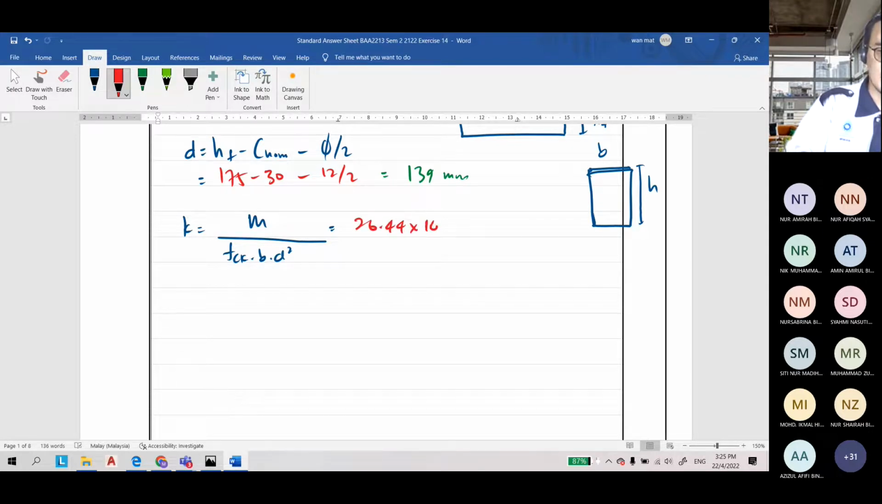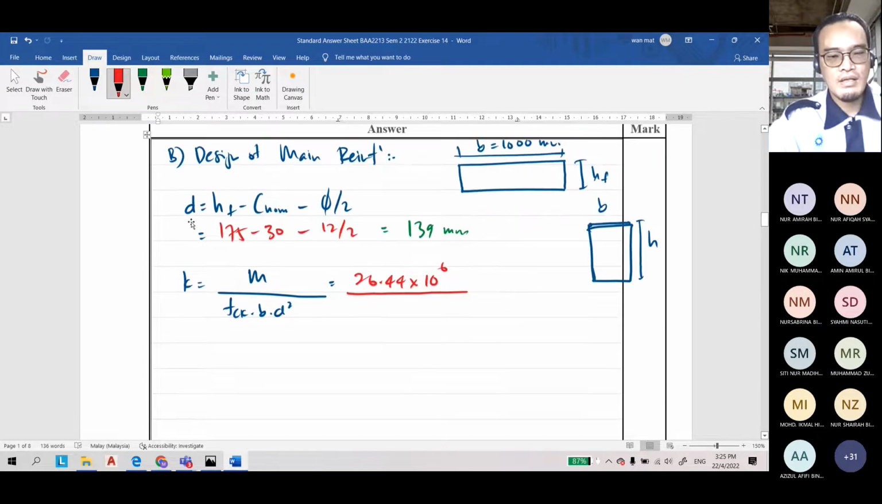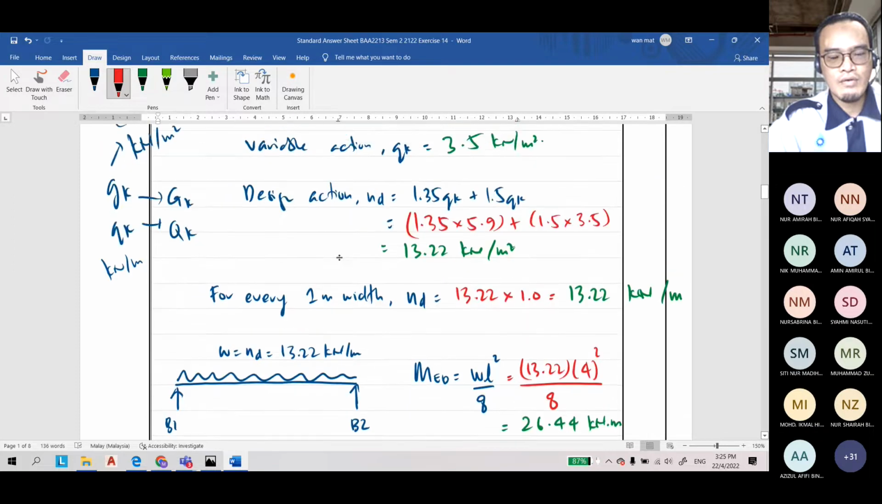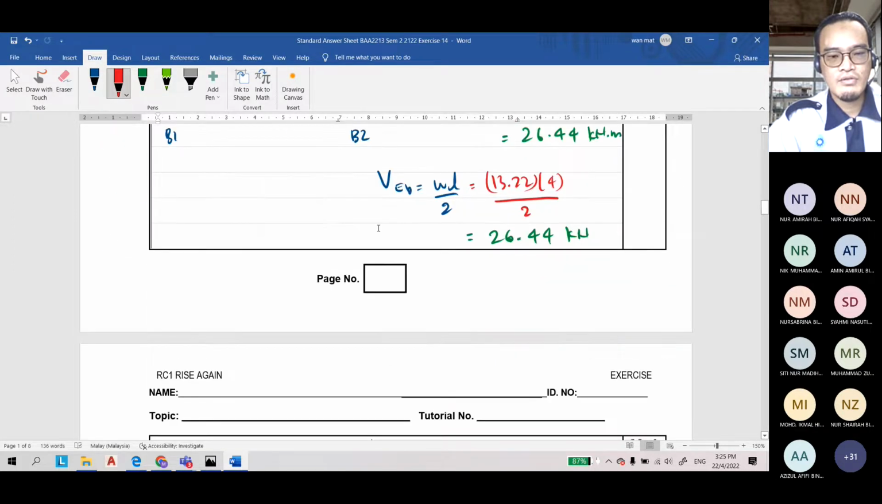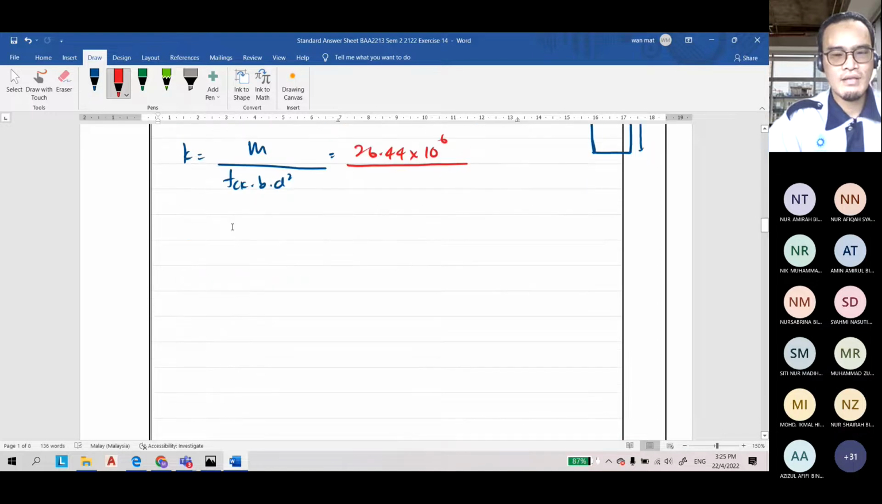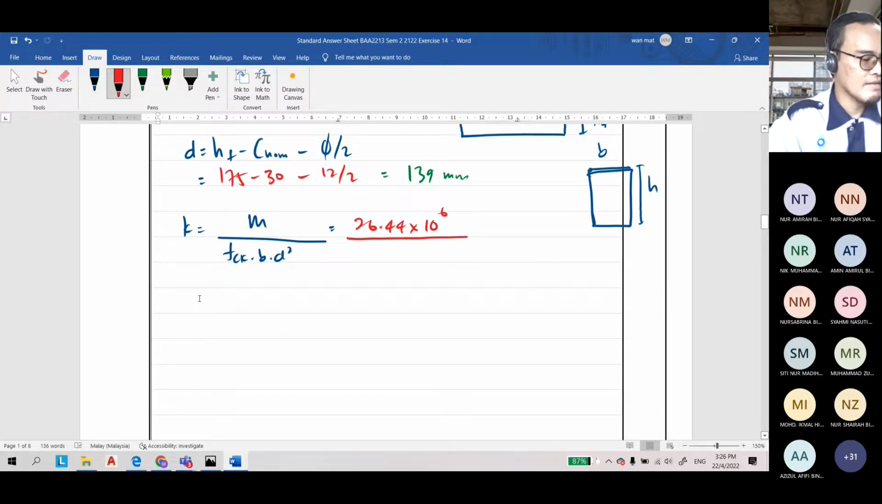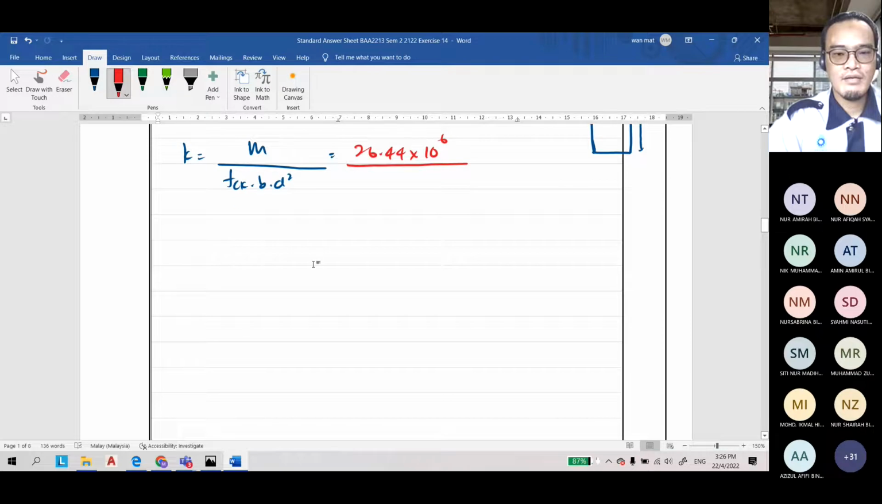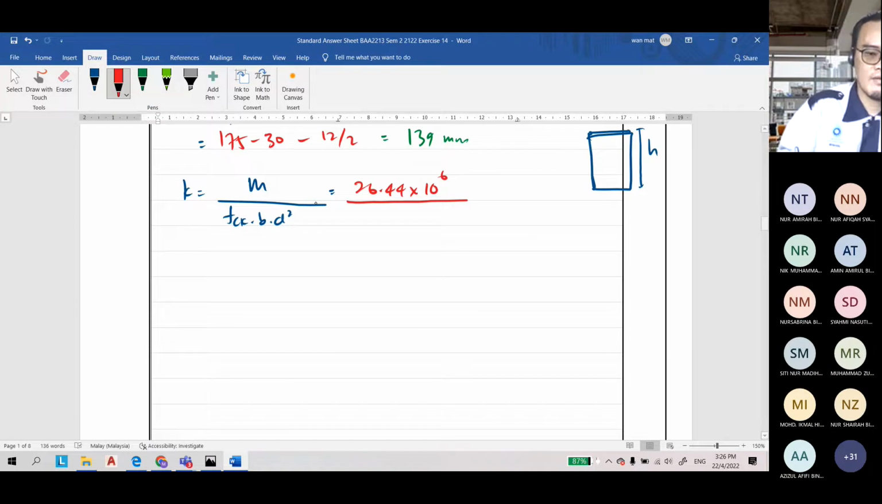26.44 times 10 to the power of 6 divided by. Usually, in the exam, I prefer you to use just one row of calculations. Please don't be confused. Sometimes students want to save paper, so they divide the paper into two columns, but it makes me confused. So you better just use one single column. B is always equal to 1000 and D is 139 squared. So what is the value of K?